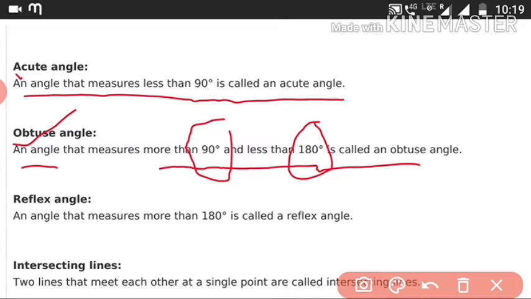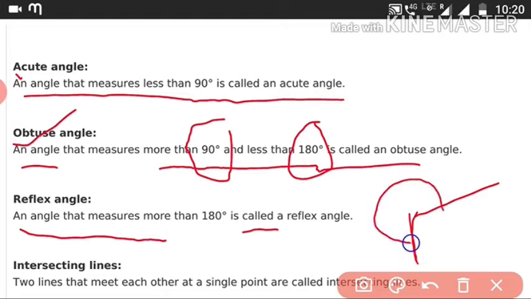Now reflex angle. An angle that measures more than 180 is called a reflex angle. Suppose this is one line. If it is a straight angle, then it will be like this, so a straight angle is 180. But when it is in this way, it is not straight, and this part is called a reflex angle. If you make it downward, this angle will be less than 90, an acute angle, but this angle will be a reflex angle.